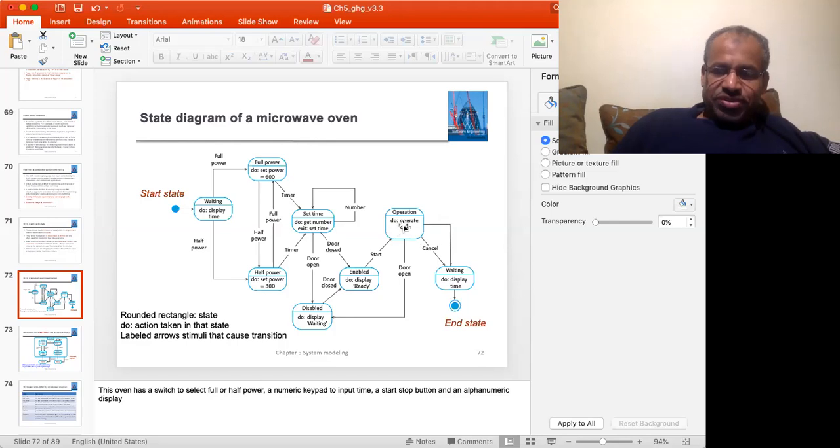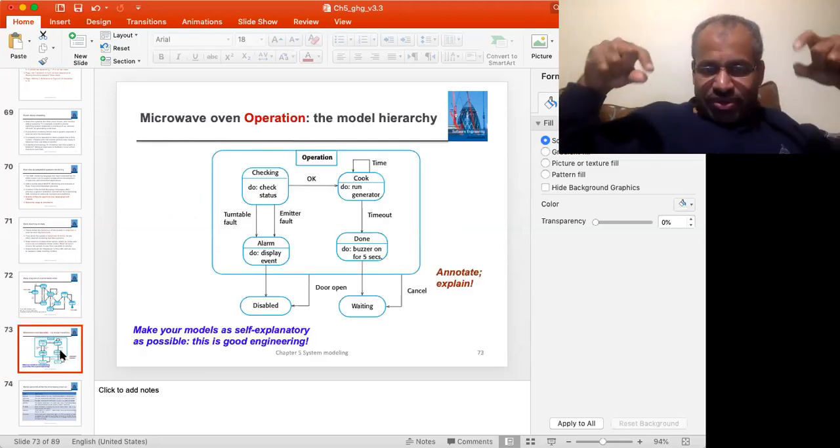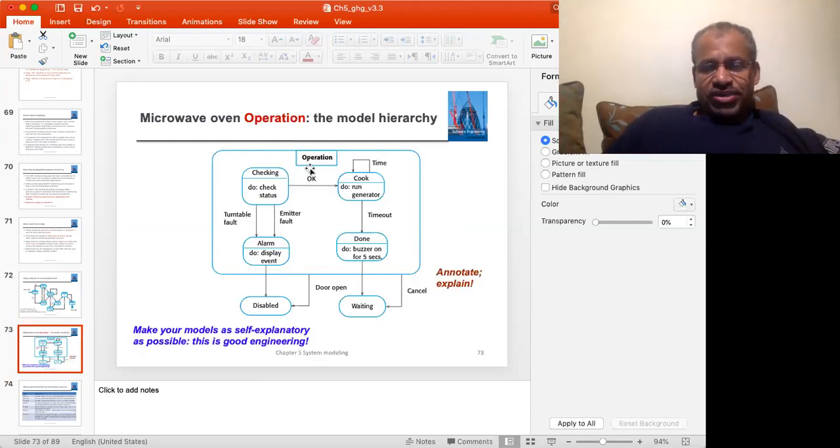So remember, what is this called? It's operation, and what it does is operating the oven. Okay, let's look at the details of that. So we open it up and look inside. Under operation, this is the notation for doing it. We have other substates which take it from checking the status that the machine is in good working order. There are no faulty parts that can lead to malfunctions or dangerous situations. If everything is okay, then we cook. We stay in that state until time runs out, and when it's done, we trigger an alarm. And then we go back to the waiting state for the next instruction.